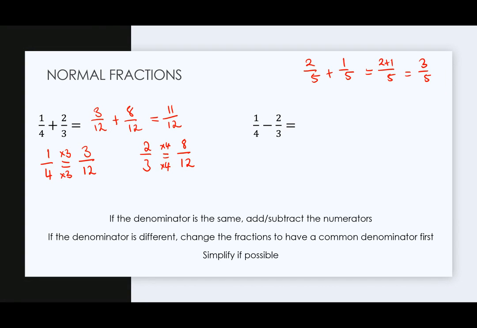Now in this case, 11 over 12 can't be simplified any further because there are no common factors of 11 and 12. The second problem, it's almost exactly the same. We already know that these can be turned into 3/12 and 8/12. However, of course, we're looking at subtraction now, so that means that this has a subtraction between them. This gives us 3 minus 8, which is minus 5. So our answer is a negative, which is fine because fractions can be negative just like normal numbers. And we're done. Let's look at the algebra.